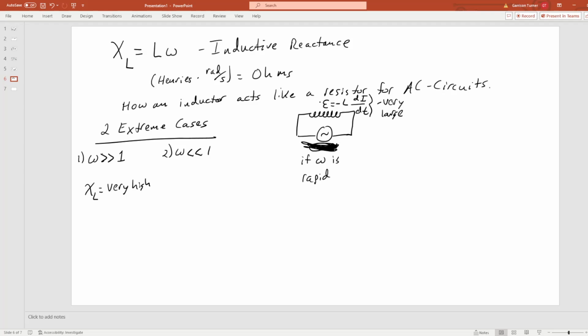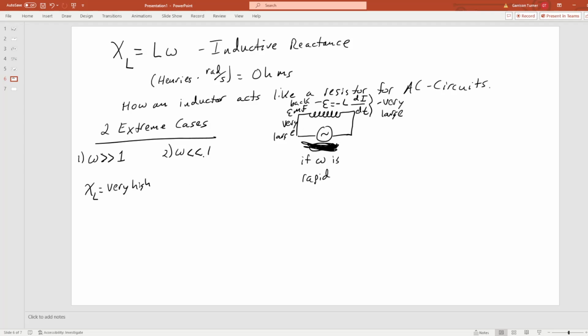And what that means is your back EMF is very large. So the induced voltage from the inductor is going to fight the current trying to be pushed by the source. And so then this just acts like a very, very large resistor. Okay? So it should make some sense that if this is very high, this reactance is very high. If omega is very high, the reactance is very high.